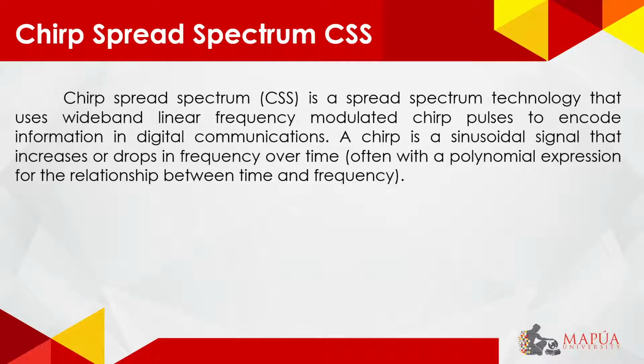Last, we have the chirp spread spectrum or CSS. It is a spread spectrum technology that uses wideband linear frequency modulated chirp pulses to encode information in digital communication. A chirp is a sinusoidal signal that increases or drops in frequency over time.